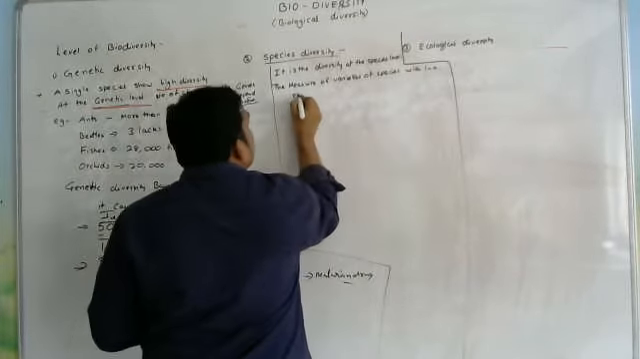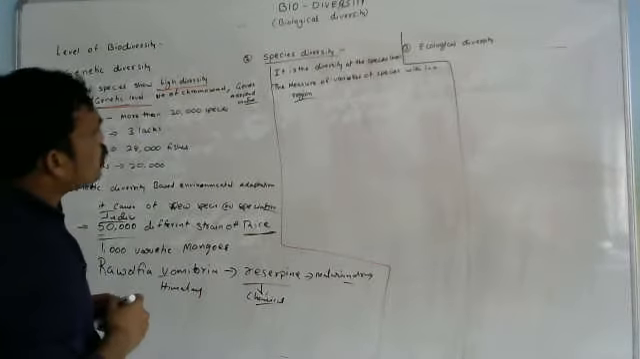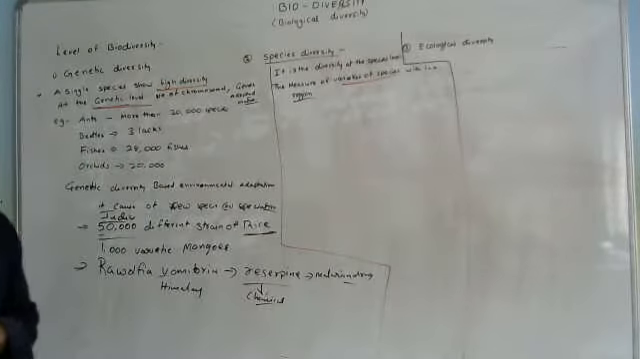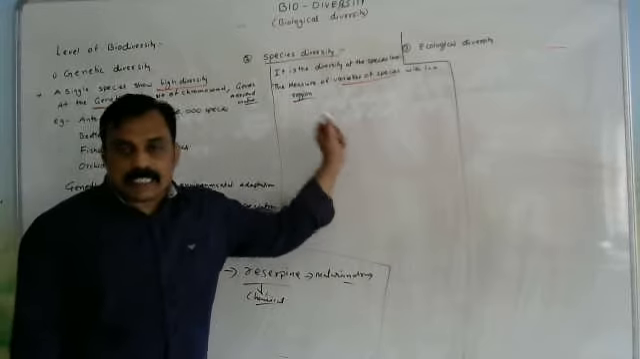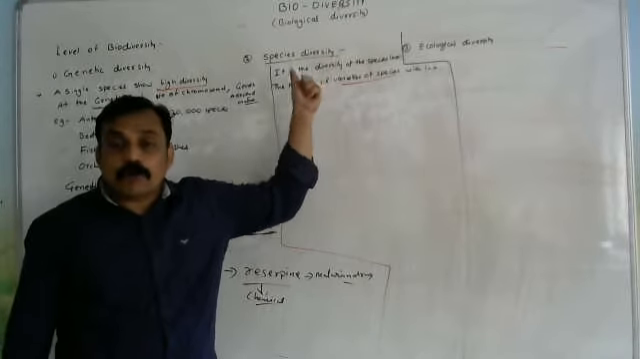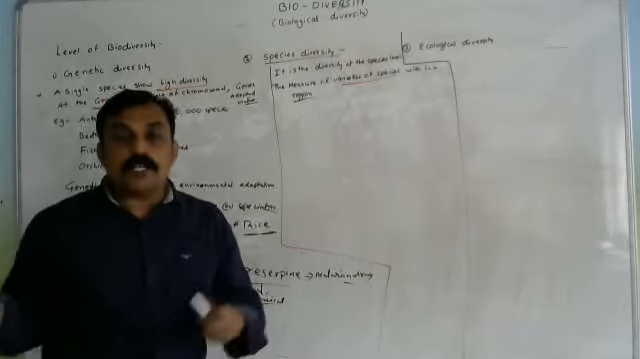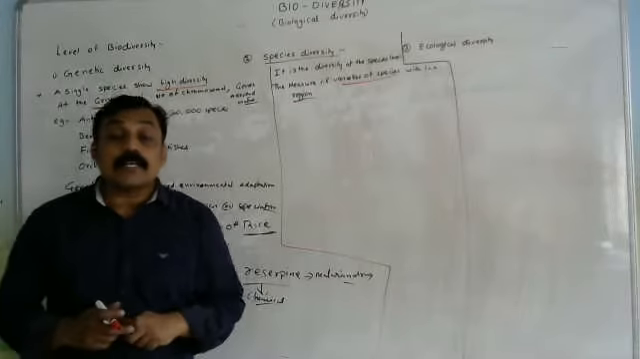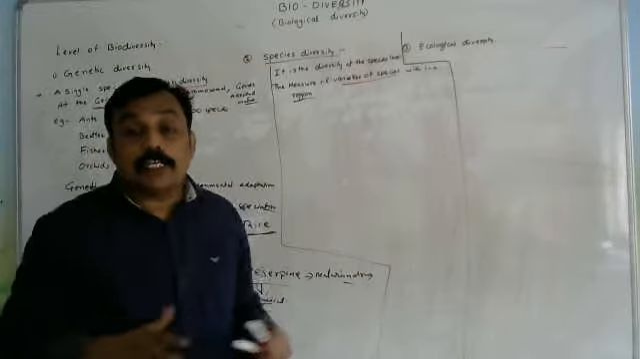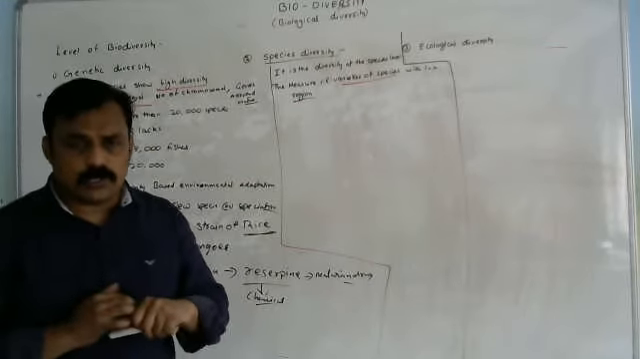within a region. Region means what? Place. Simple. What you have to remember is species diversity: in a particular region, varieties of species. Try to understand. In a particular place, in a particular region, in a particular habitat, the varieties of species we can call species diversity. What is the meaning of species diversity? Species community, different types of species living in a particular region, or related species living in a particular region. That is what we can call species diversity.